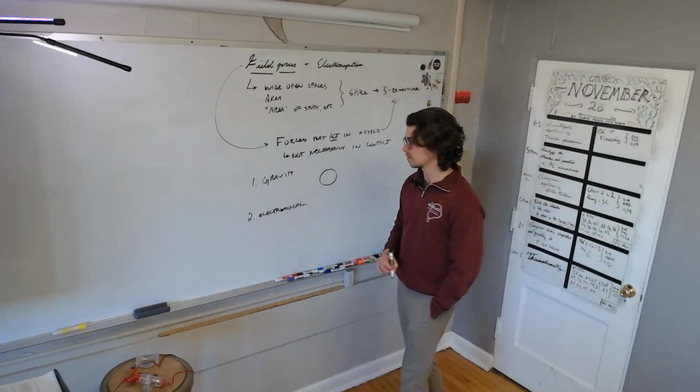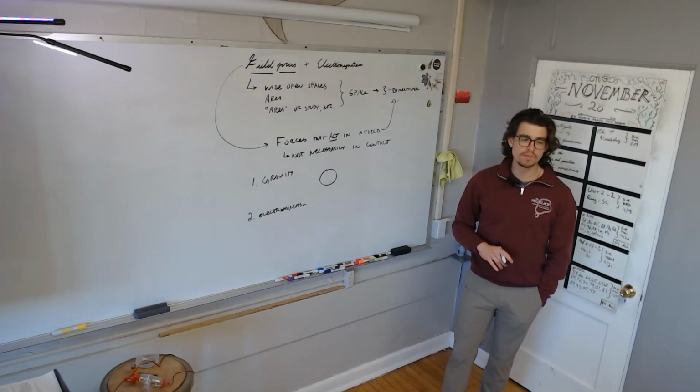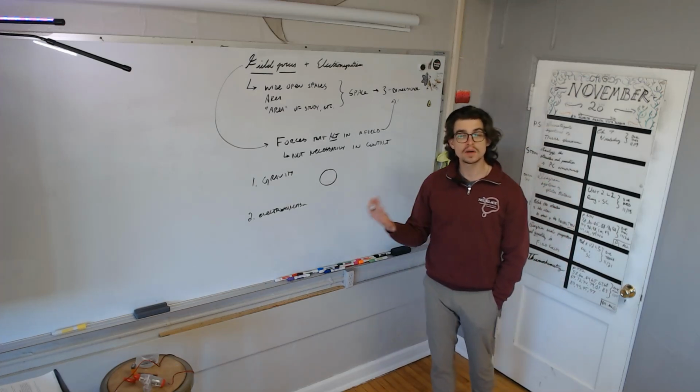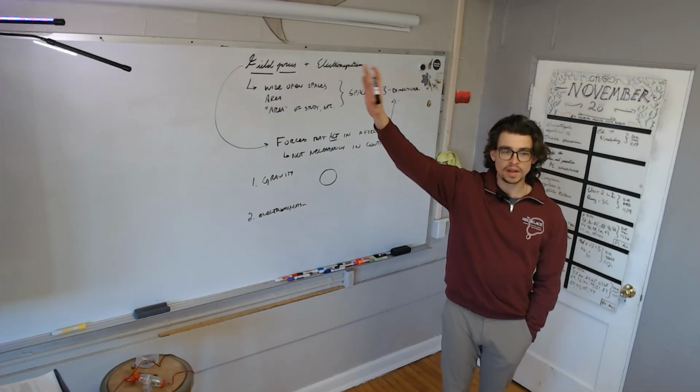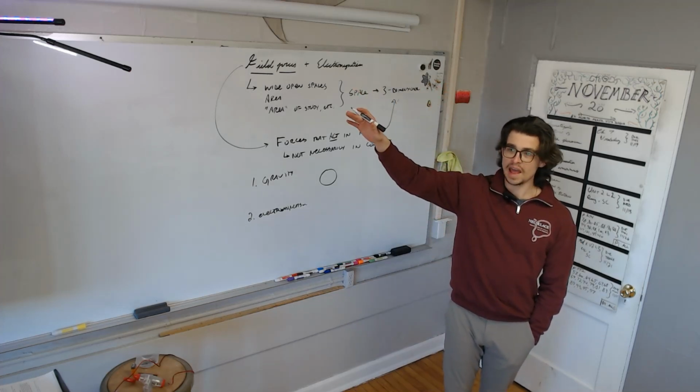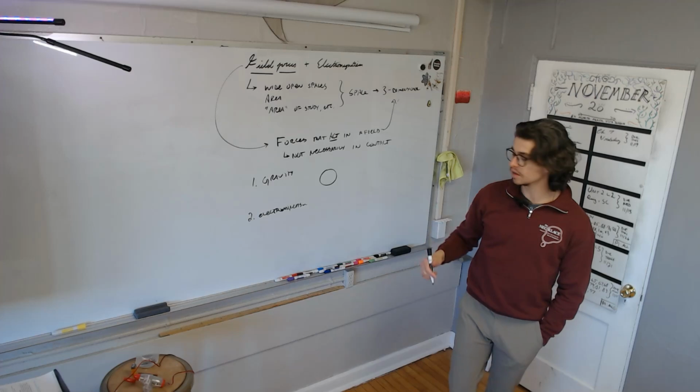We've talked about this before, but here I've drawn a circle. What might this circle represent? It could represent Earth. It could represent the moon. It could represent some other planet or star. It could represent an apple. All of those things have mass and therefore exert gravity.